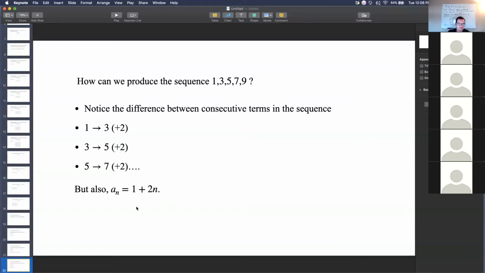But also, we can define this as an arithmetic sequence, right? Where the common difference is 2 times n, and the initial term is 1. So we see that there's often a way to define a sequence in terms of a closed form, like here, or in terms of a recursive form here. And this will happen with many different types of sequences that you'll encounter.